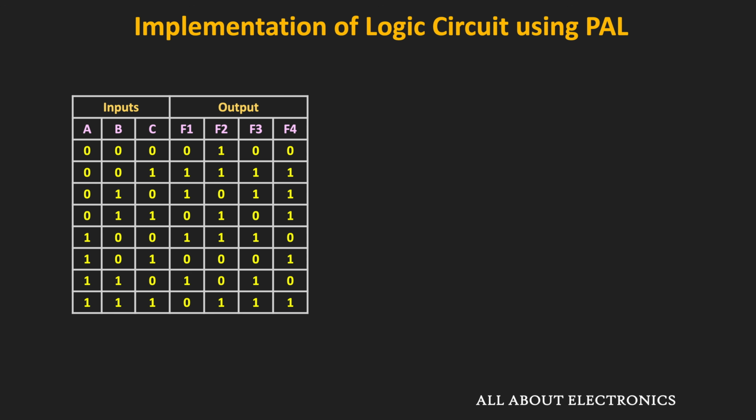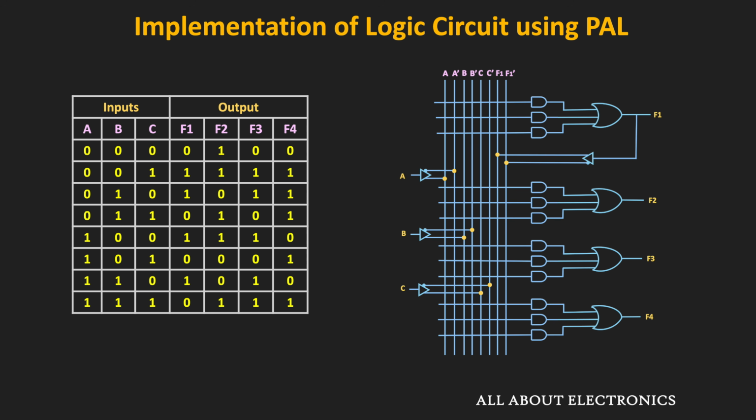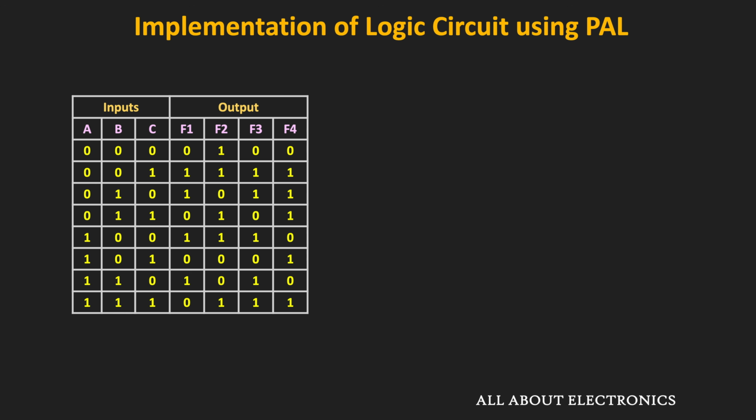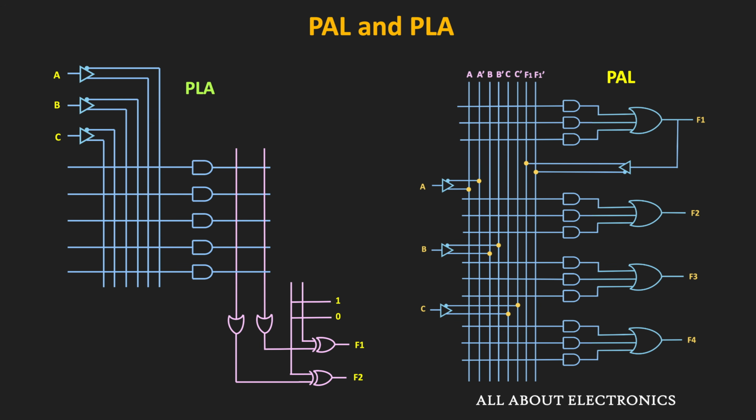Now, let us try to implement the same circuit using the PAL which was shown earlier. In this programmable array logic, since a limited number of AND gates are connected with the OR gate, we have a limited number of product terms with each OR gate. That means the first step is to find the Boolean expression for each output and try to minimize this Boolean expression.